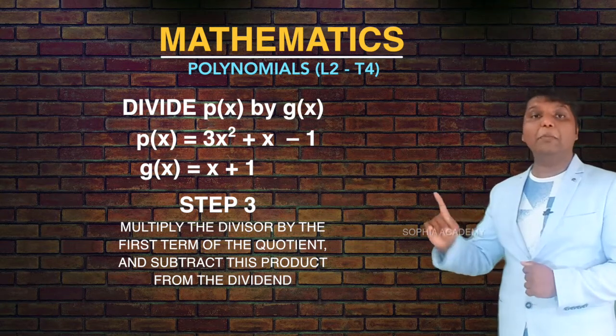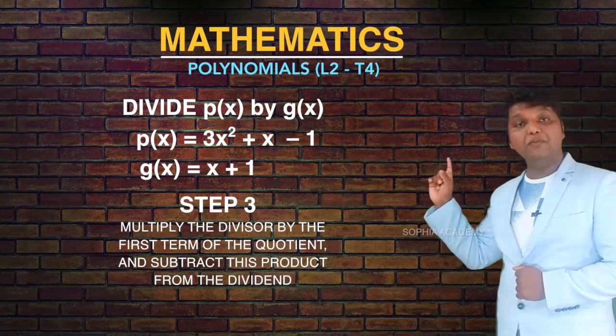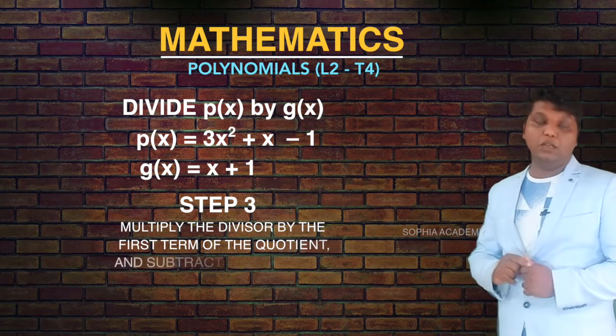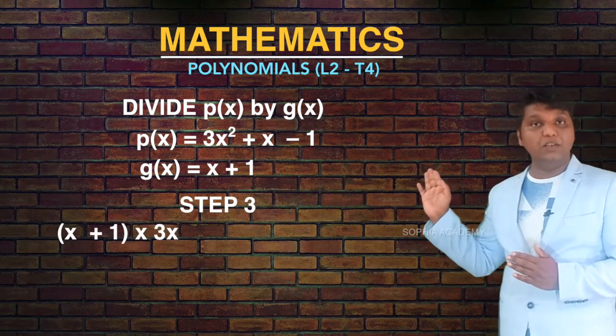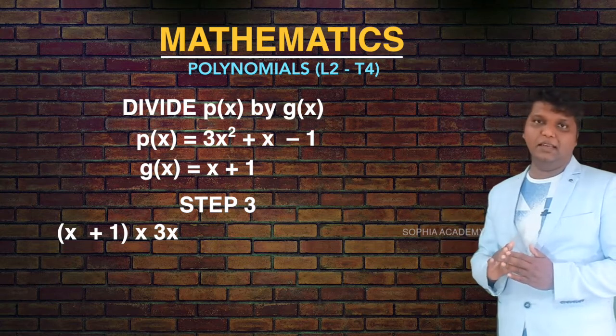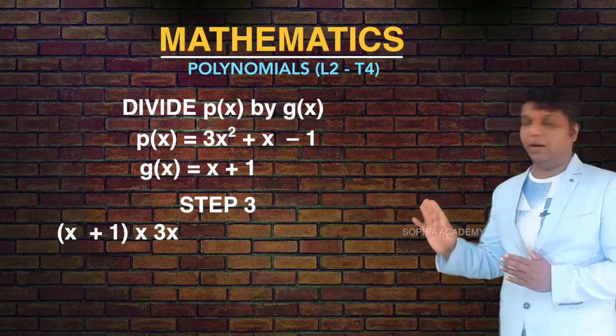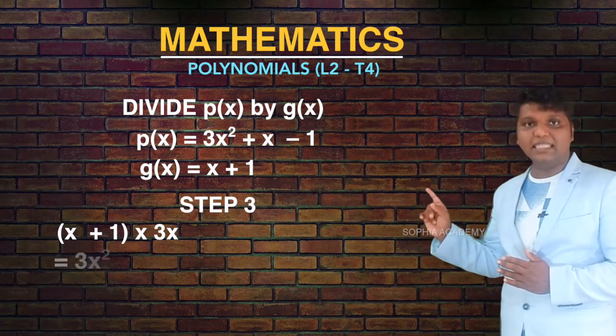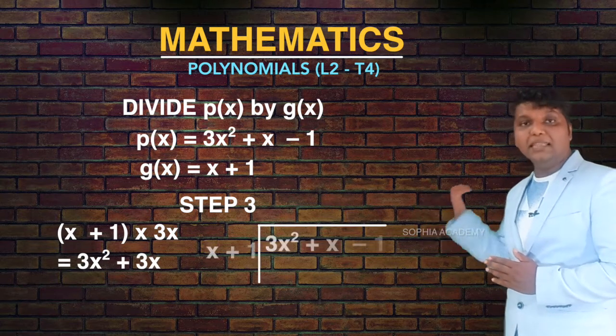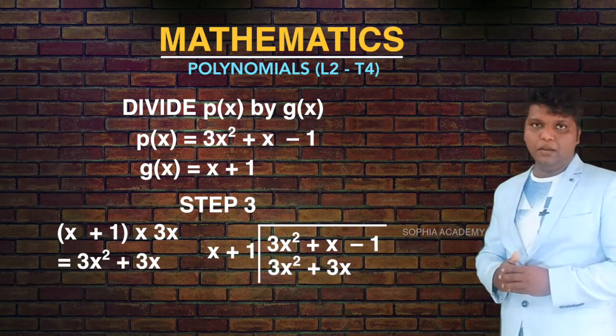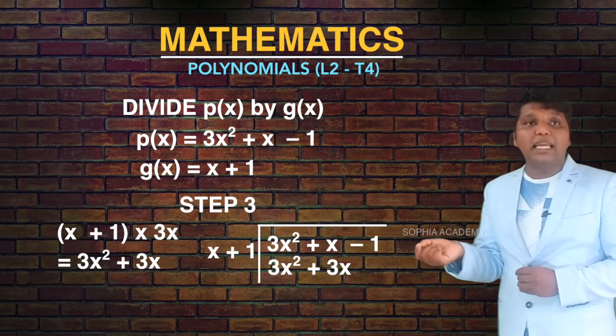Now we are going to multiply this x plus 1 by the first term of the quotient. So x plus 1 into, what is the first term of the quotient? 3x. So 3x into x plus 1. So 3x into x, it is 3x square. We will write them beneath the dividend part. So 3x square, you got it.